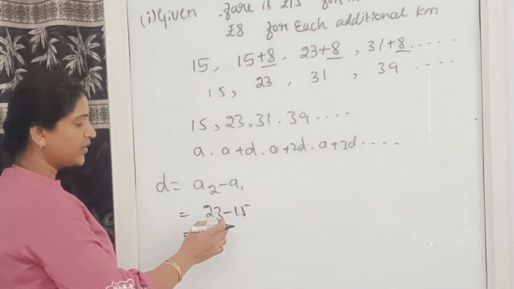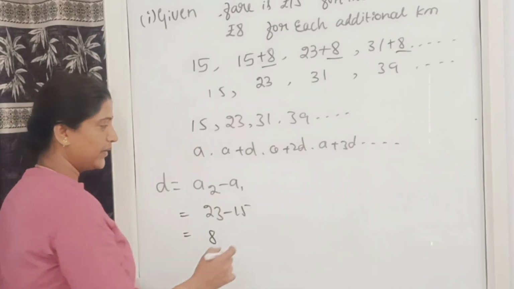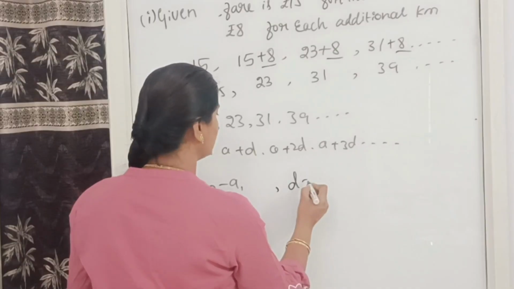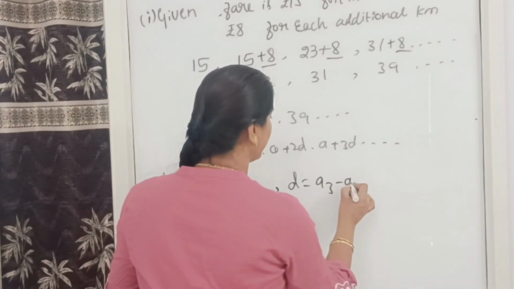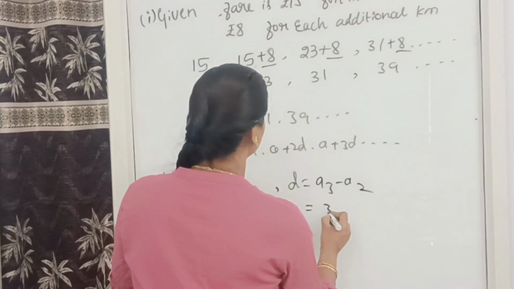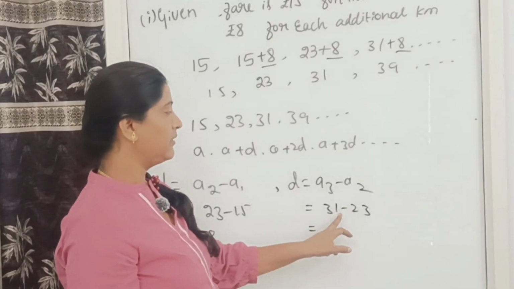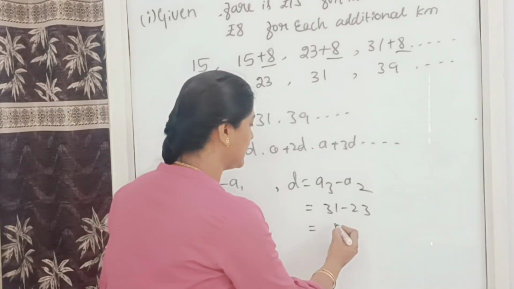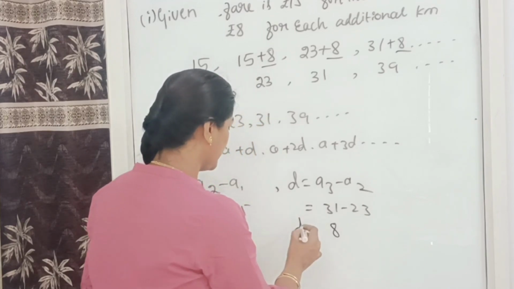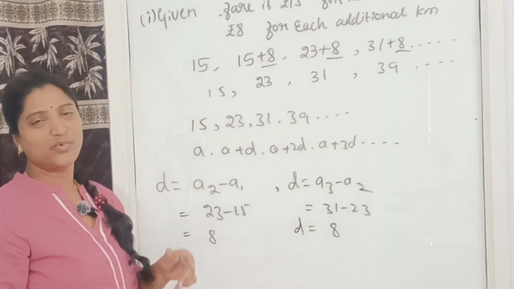How much will you get? 3 minus 5 you can't do, so 13 minus 5 is 8, and 1 minus 1 is 0. One more you can check: D is equal to A3 minus A2. A3 is 31 and A2 is 23. 1 minus 3 you can't do, take a borrow, that is 11, 11 minus 3 is 8, and 2 minus 2 is 0. If you check two successive differences, that is enough.